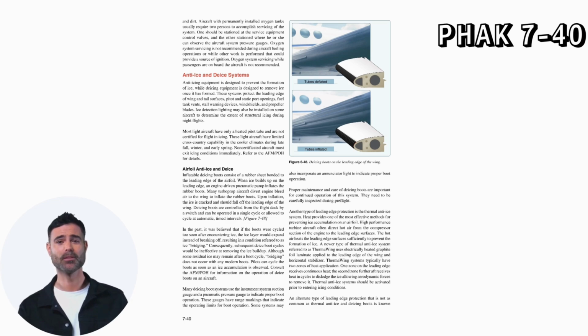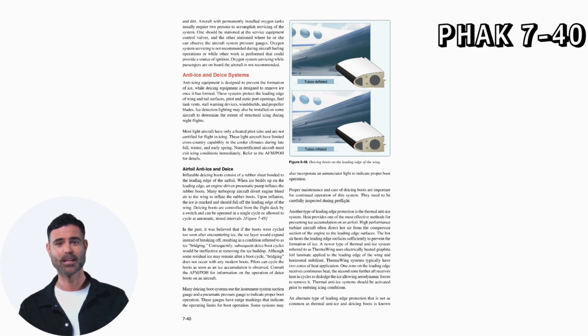A newer type of thermal anti-ice system, referred to as ThermoWing, uses electrically heated graphite foil laminate applied to the leading edge of the wing and horizontal stabilizer. ThermoWing systems typically have 2 zones of heat application. One zone on the leading edge receives continuous heat. The second zone, further aft, receives heat in cycles to dislodge the ice, allowing aerodynamic forces to remove it. Thermal anti-ice systems should be activated prior to entering icing conditions.